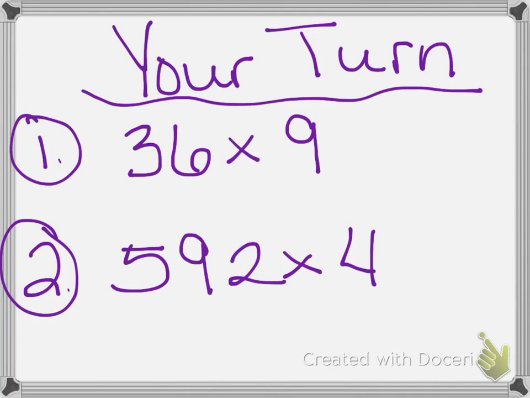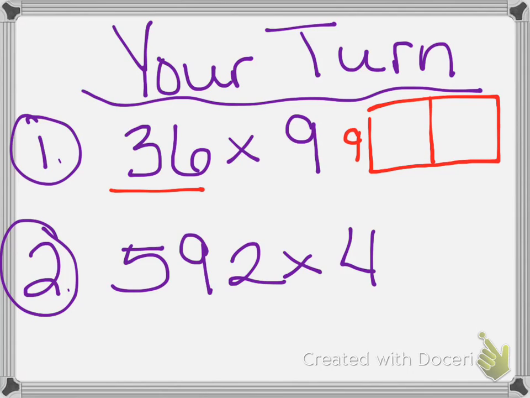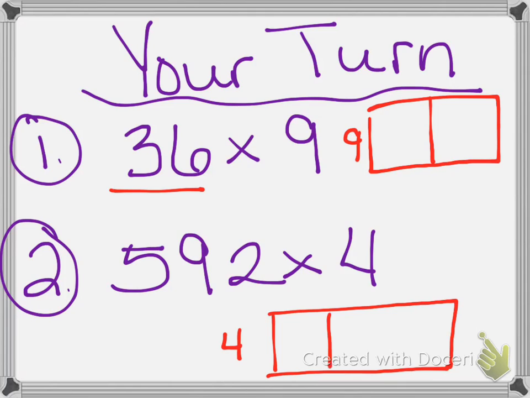But if you need to draw a box, please remember that on the top one, it would be 9 on the side, and then you would be breaking apart 36. Okay, on the bottom you would need 3 boxes if you're going to do the expanded form, so it'd be 4, and then you need to expand 592. Okay, hopefully this helps. Good luck.